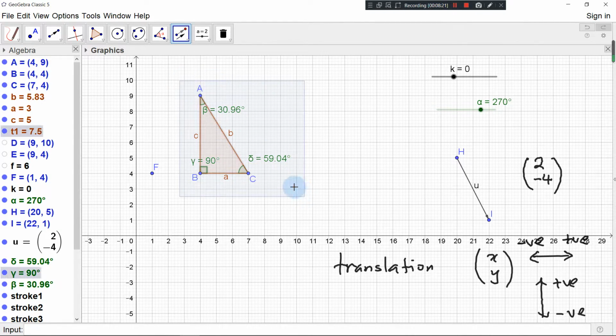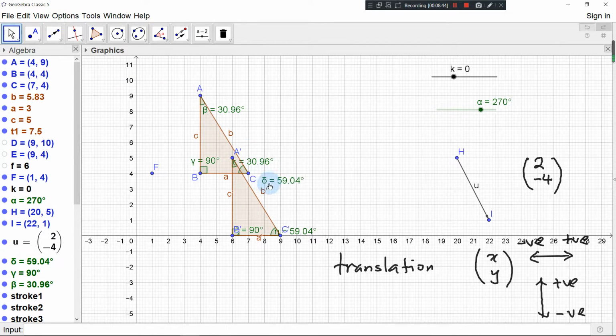So now I'm going to draw the image of this triangle under this translation. Okay, so this is the image of this translation. You will notice that their angles will be exactly the same, the corresponding angles. Okay, so you see all the angles.